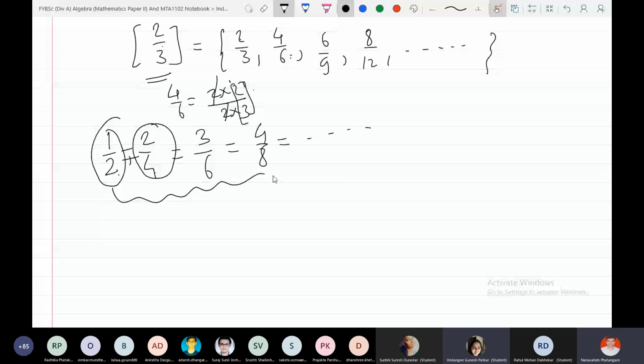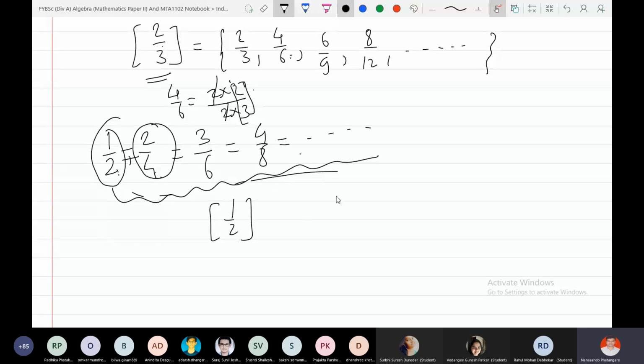Right? What are we seeing? They belong to the same class. Therefore, their values are the same. And therefore, I don't consider these elements as distinct elements. I consider that all these elements are the same. 2 by 4, 3 by 6, 4 by 8, all are the same because they are in the same class.